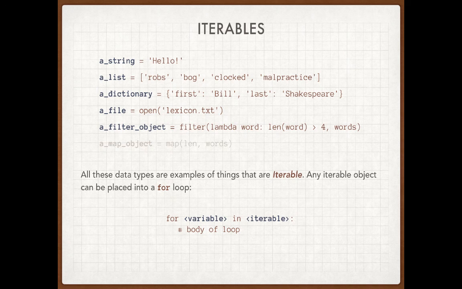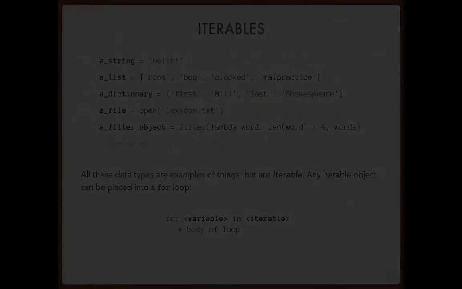We've seen that we have a file object that's iterable as well. We use that with comprehensions when we're loading things. And now we have a filter object that is also an iterable object. And you can see in the grayed out version here, we will see one in the next video as well.